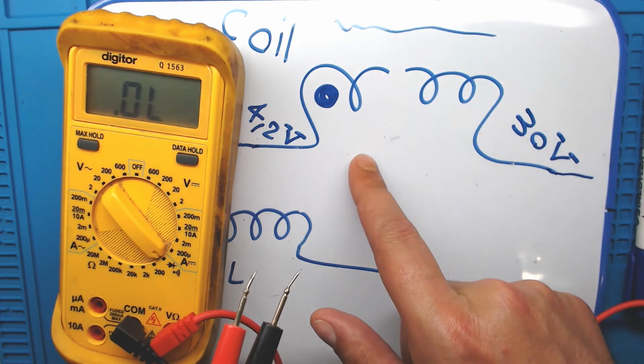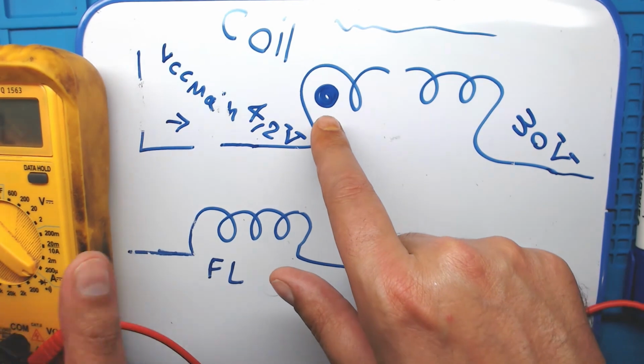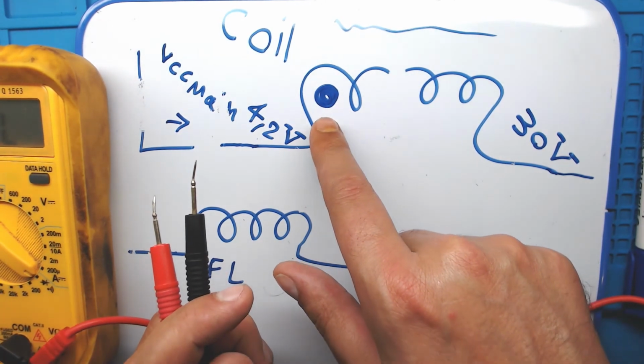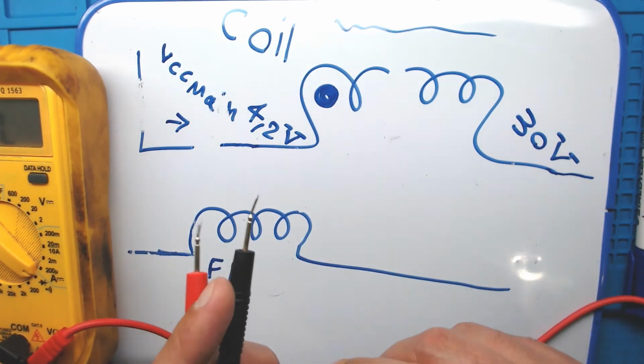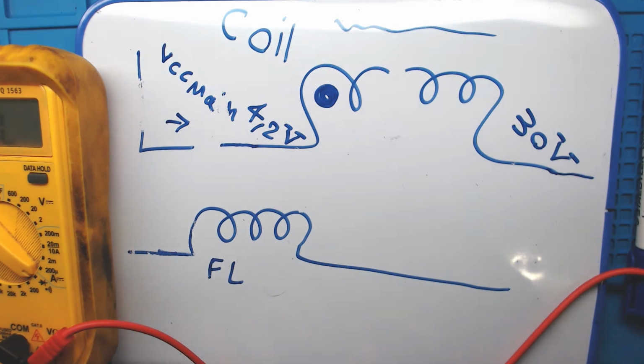But this is the note: you need to check which side has the black circle.